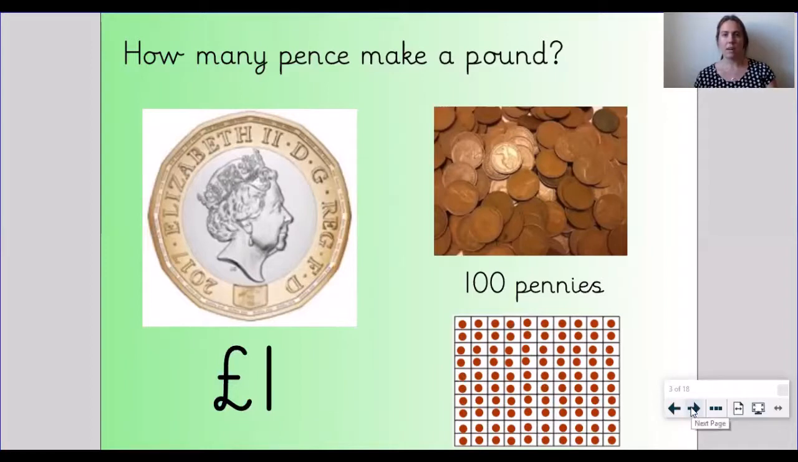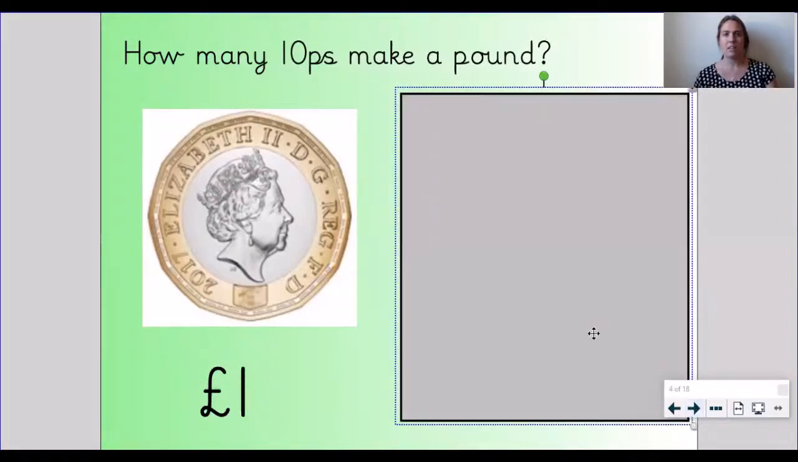Okay, so keeping that in mind, we know that there's 100 pennies in a pound. Can we work out how many 10p coins make a pound? How many 10p's might make a pound? Again, think about what you know. There's 100 pennies in a pound. So if I've got a 10 pence piece, how many of those do I need to make 100 or to make a pound?